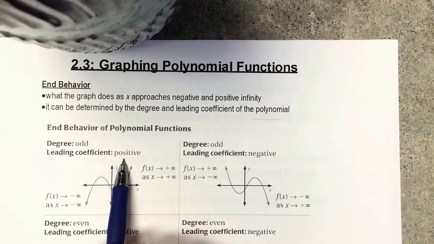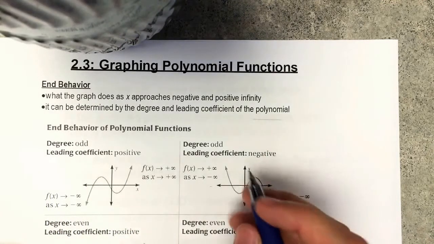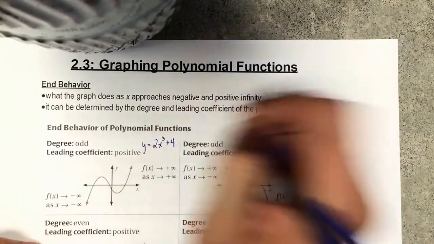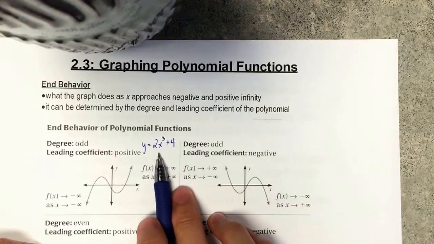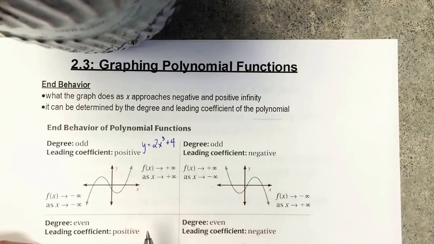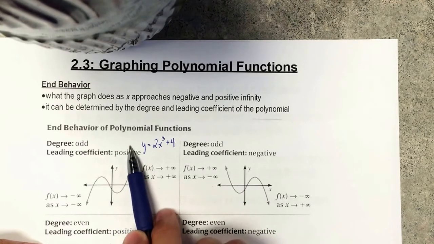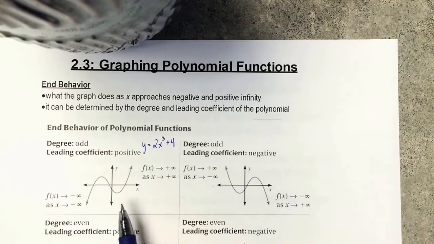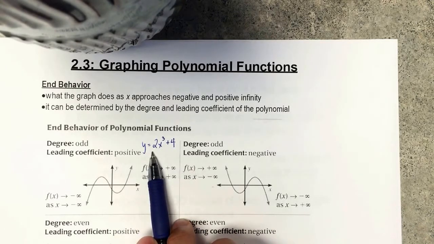The way you can look at this: this particular function has an odd degree and its leading coefficient is positive. So this would be something like y equals 2x cubed plus 4. That is an odd degree and the leading coefficient is a positive 2. What's always going to happen on the ends of the function is that the right-hand side is going to go to the sky, it's going to rise, and the left-hand side is going to fall to the floor. That's true of any odd degree polynomial that has a positive leading coefficient.